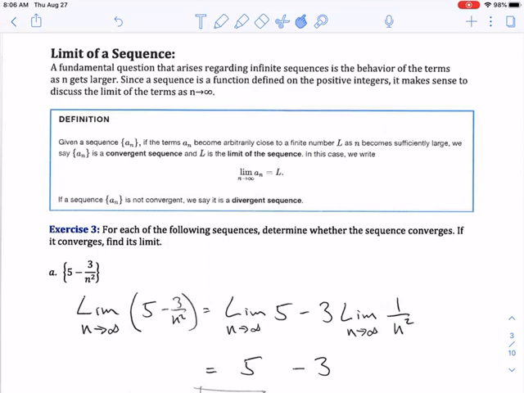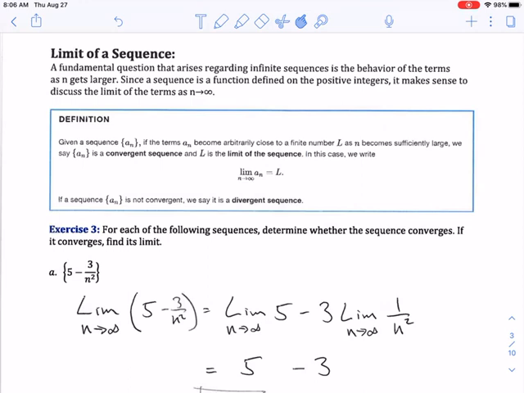As it says, a fundamental question that arises regarding infinite sequences is the behavior of the terms as n gets larger and larger. In other words, as n approaches infinity, a limit, what is happening to the terms of the sequence? Are the terms approaching some number, L, which we would call the limit, or are they not approaching any number? In other words, they're getting infinitely large or infinitely small.